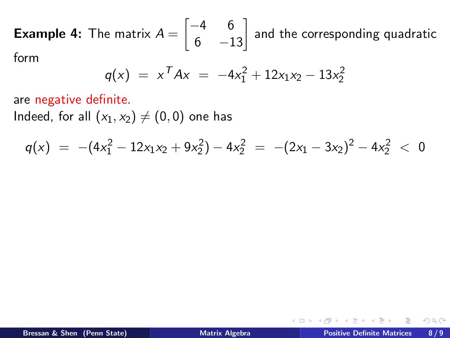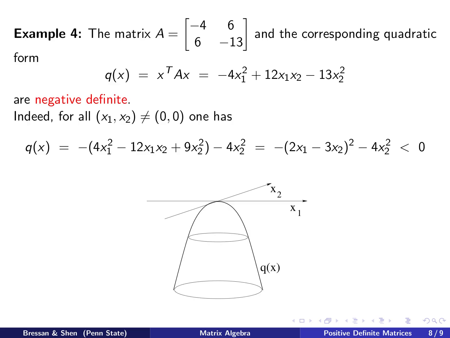Okay, so this can only be 0 when x1 and x2 are both 0. So for the case you're off that point, this is strictly negative. And if you realize the graph of the surface for Q, it typically looks like this. It's like a parabola going downward with the top here. The top touches only at the point where x1 and x2 are both 0, like the origin here.